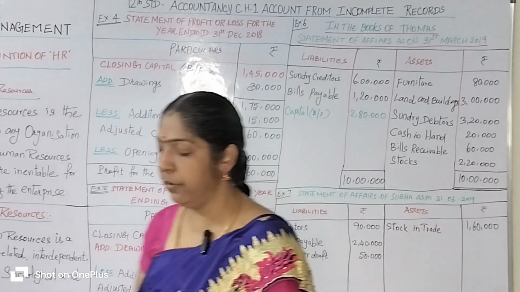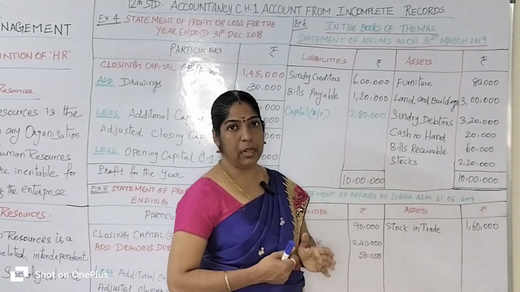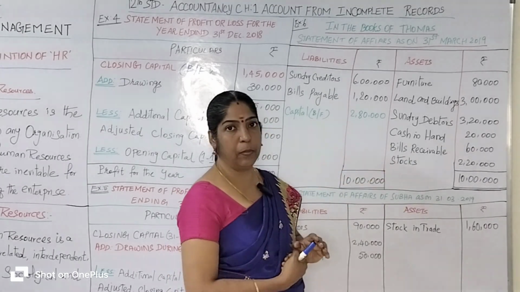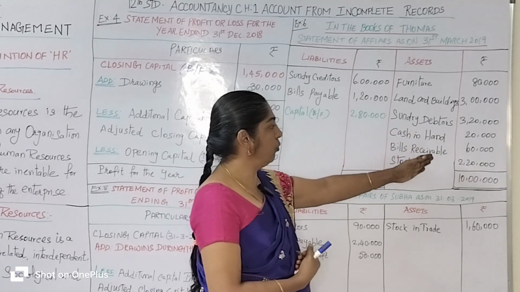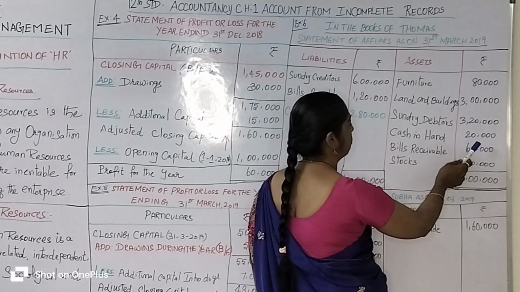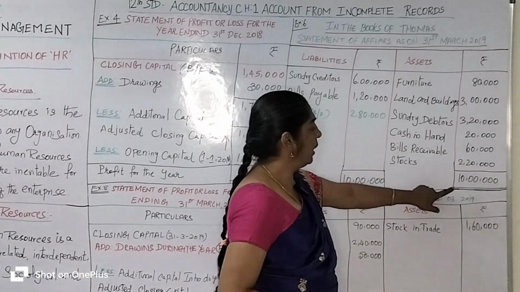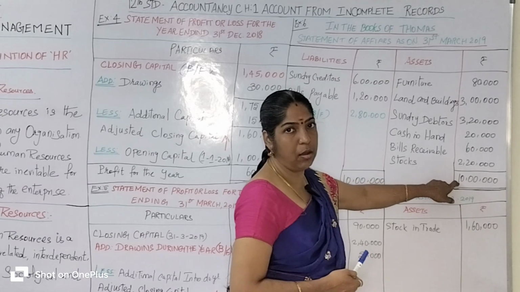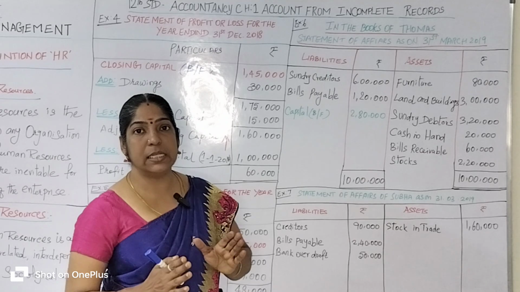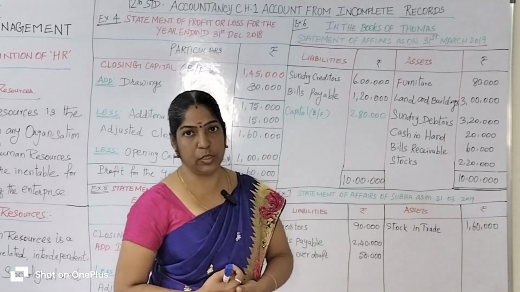So the given information we entered respectively on the asset and liability side. Now we are going to find out the total on both sides. First we find the total on the asset side. 80,000 plus 3 lakhs plus 3,20,000 plus 20,000 plus 60,000 plus 2,20,000, we got 10 lakh rupees on the asset side. Whichever side has the higher value, that side we consider as the total.